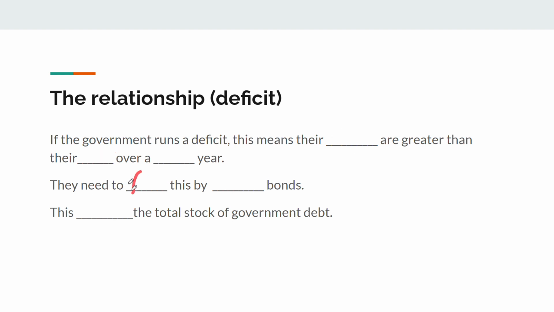They need to finance this. Remember that keyword finance, because they have to borrow. They need to finance this by selling bonds. Remember, the government sells this asset and in return it receives some money to finance the deficit. And this will, of course, increase the total stock of government debt. So anytime you run a deficit, it's an increase in government debt.